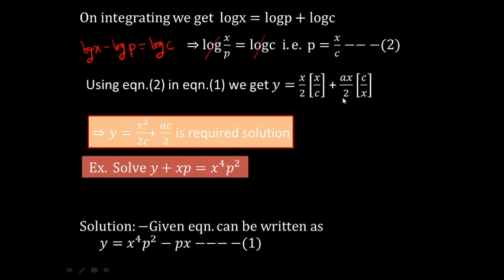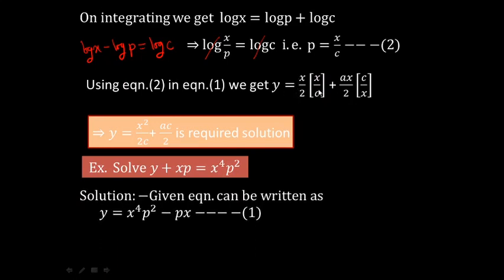So in this way, what we get is y equal to x by 2 p, p is x by c plus ax by 2 into p. For the simplification, it gives us the solution of this form, that is y equal to x square by 2c plus a, x will get cancelled, c by 2. Here we have only one compulsory arbitrary constant, that is c.